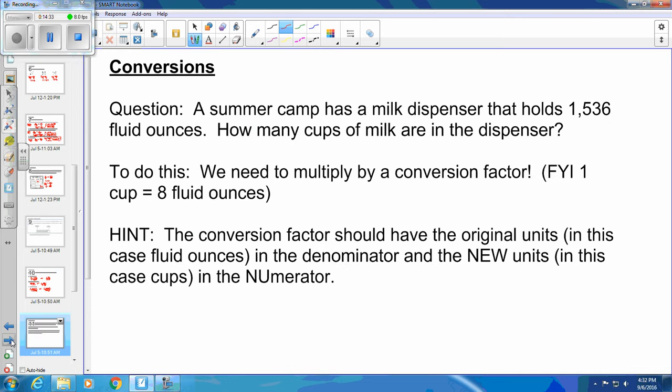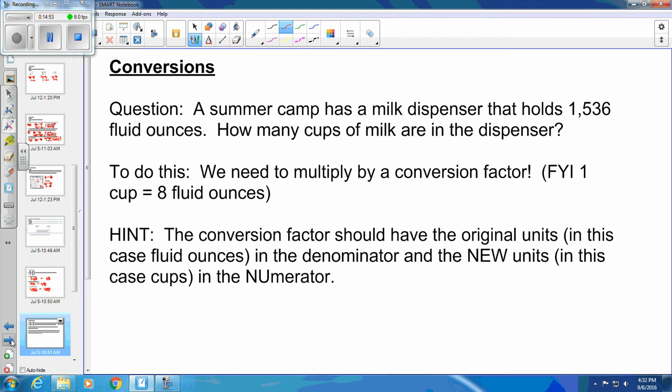So we have this question here. A summer camp has a milk dispenser that holds 1,536 fluid ounces. How many cups of milk are in the dispenser? So we're looking at fluid ounces and cups. So to do this, we need to multiply by a conversion factor.